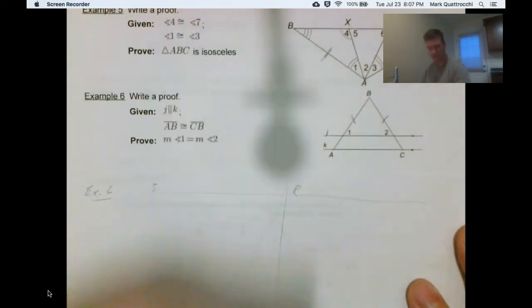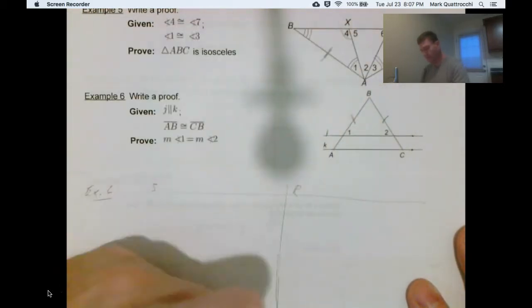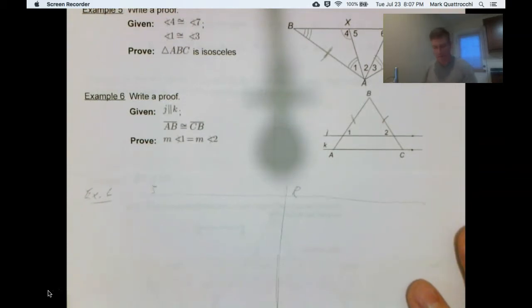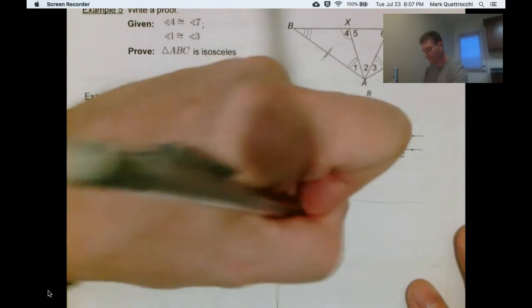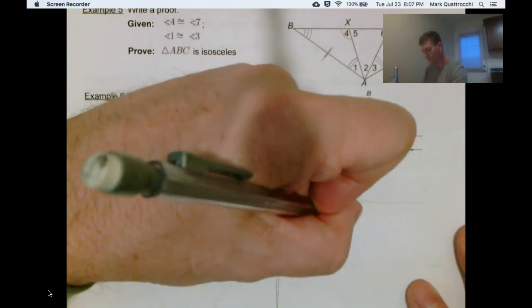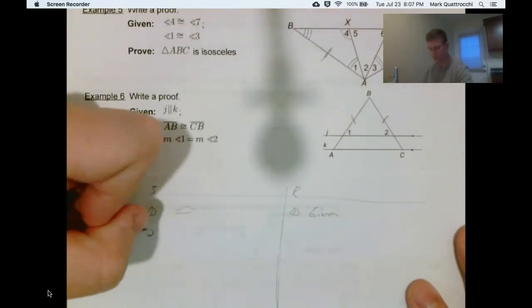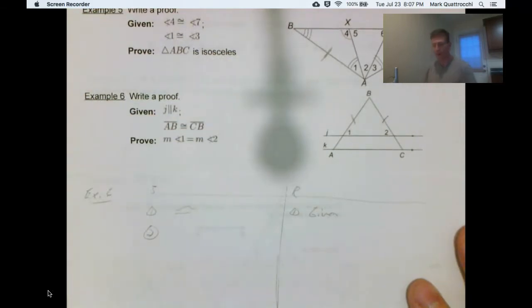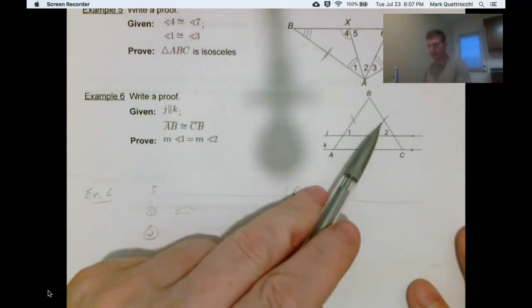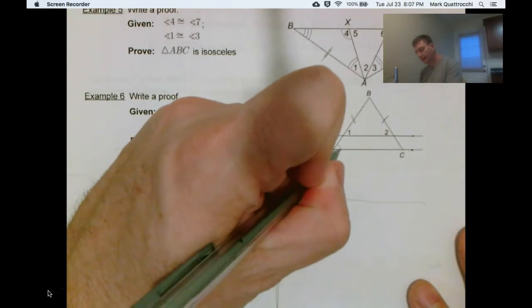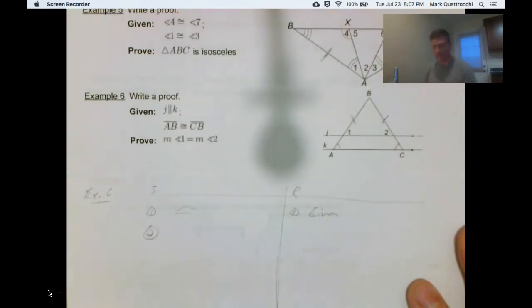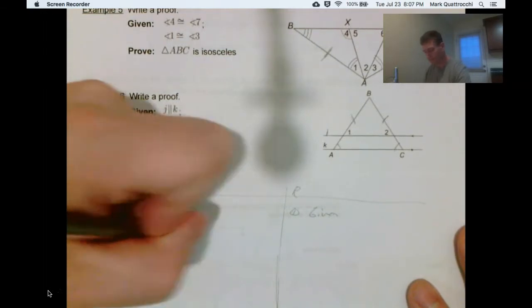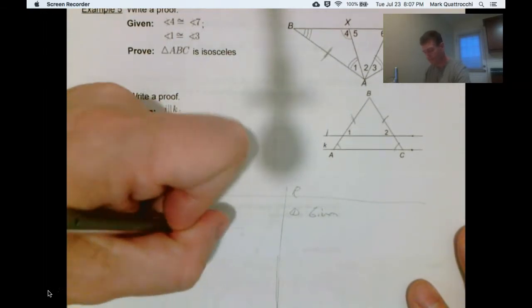Statements, reasons. This one's a little bit longer. 1. Rewrite the given. 2. Since AB is congruent to BC, angle A has to be congruent to angle C. Base angles theorem.